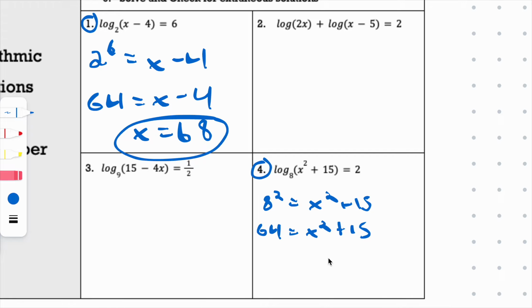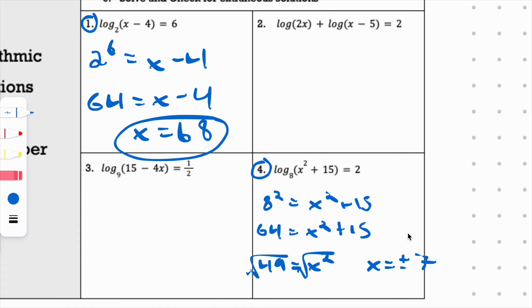Here we subtract 15 from both sides, and we get 49 equals x squared. Take the square root of both sides to get x, and then we'd get x equals plus or minus 7. Remember that plus or minus.